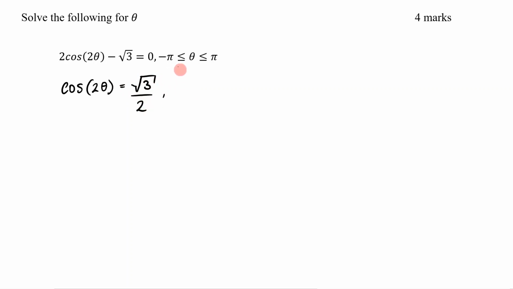And I'm also just going to write my domain in different notation. I'm going to say theta is an element of negative pi to pi. So that's obviously the same thing. I've just written it differently, and you'll see why I've done that soon. Just kind of helps with the visual.